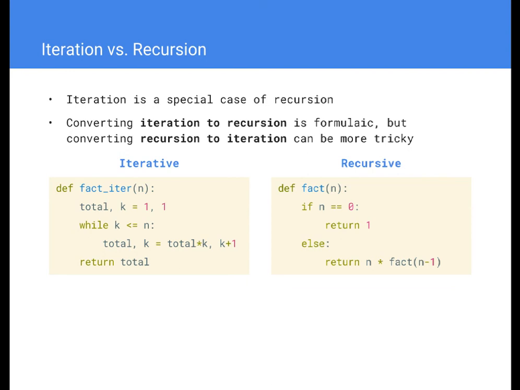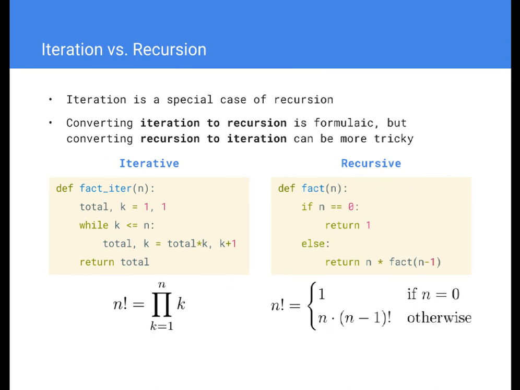There are a couple other differences I want you to take note of. We can think of the definition. If you're really into math and you can read this, what that says is n factorial is the product of all k, where k starts from 1 and goes to n. So it's like saying 1 times 2 times 3 all the way up to n. That's how we define factorial for the iterative version. And we define factorial for the recursive version using cases. We say n factorial is 1 if n is 0. Otherwise, we return n times n minus 1 factorial. So it's an equivalent definition.